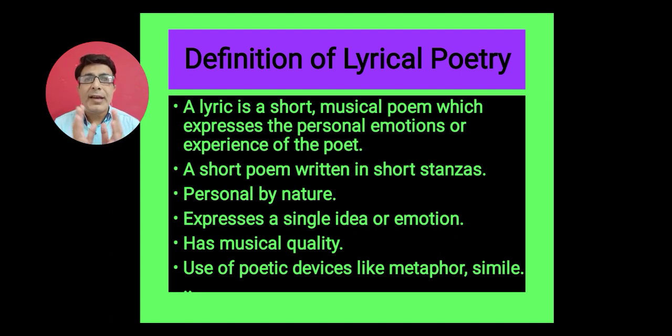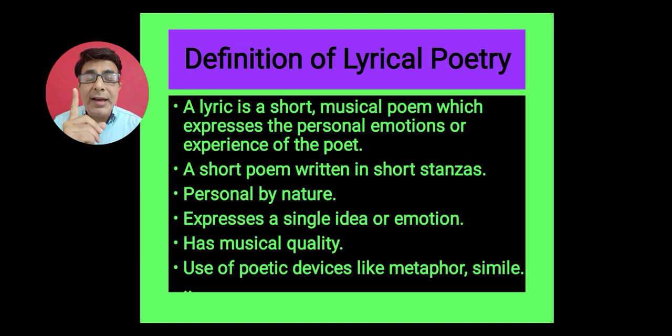From this definition, we can understand that this kind of poetry is short in length, number one, and it is written in the form of stanzas. These stanzas can be couplets, 2 lines, or tercets, 3 lines, quatrains, 4 lines, and so on. But lyric poetry is very short in length and it is written in the form of stanzas, number one. Number two, lyric poetry is mostly personal by nature. It is personal by nature, means the poet tries to express his personal emotion or his personal experience in his poetry. So, it is subjective or personal, number two.